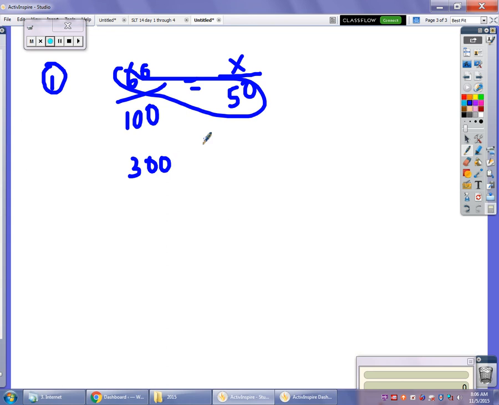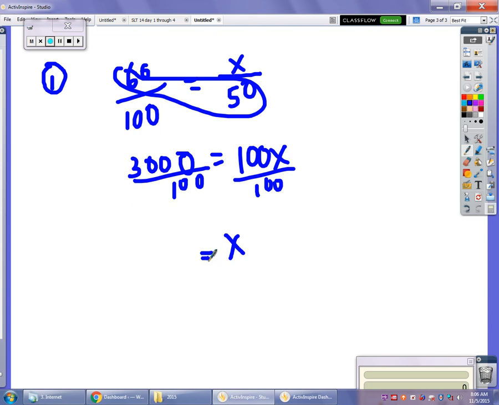60 times 50 is 3,000, and 100 times x is 100x. I divide both sides by 100, and I get that x, which is not the answer, it's not the new price of the shirt, it's the 60% of the shirt, is 30, which is $30 since we're talking about money.